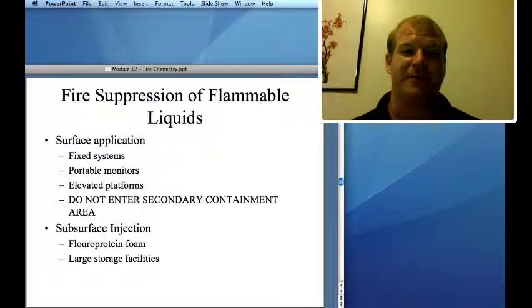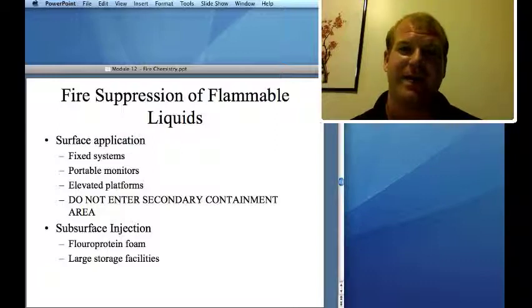Surface application, we can use fixed systems, monitor portable models, elevated platforms, and again, do not enter secondary containment area. When there's a fire somewhere and there's a secondary containment area, do not enter it. So if you can learn one thing from this lesson, do not enter a secondary containment area.